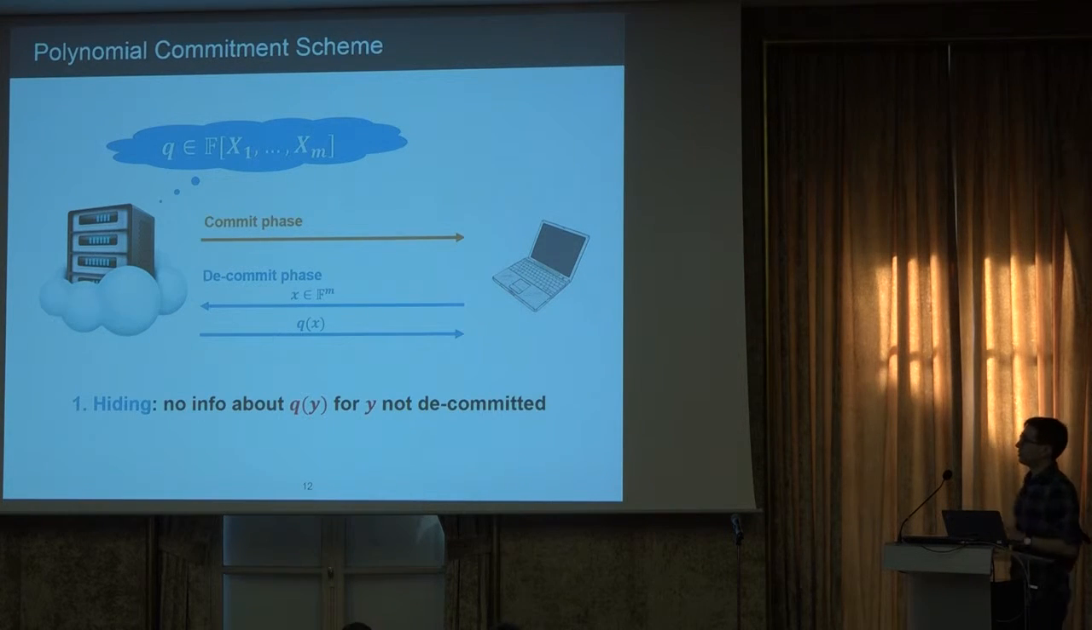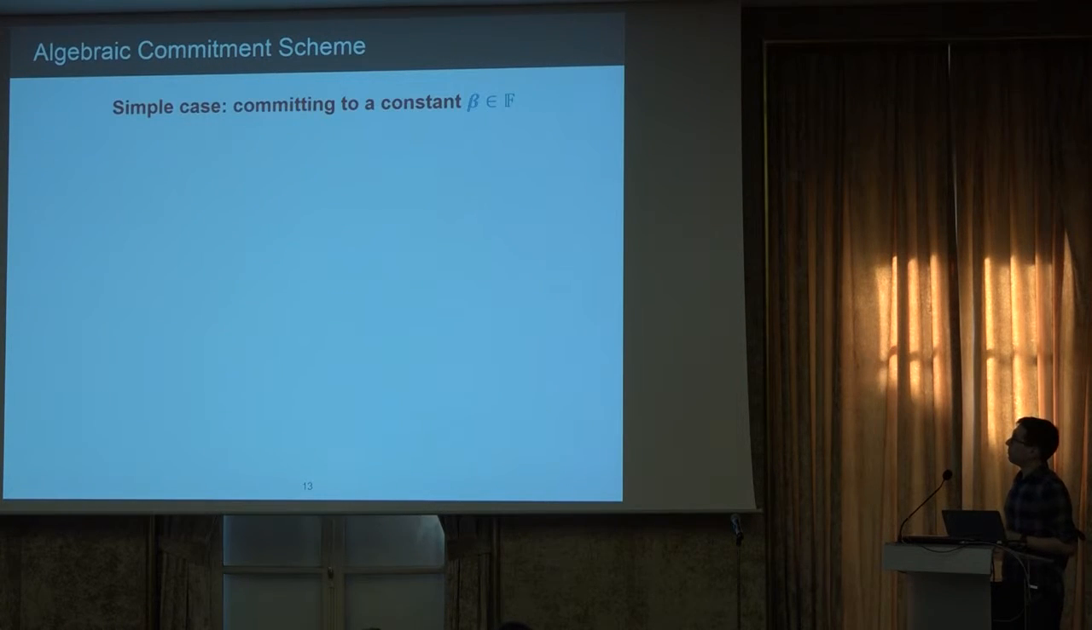So we want two properties. Firstly, if you don't ask me about y, then you don't learn q of y. This is the hiding property of this commitment scheme. And the other property is that you want the commit phase to uniquely determine q. I haven't specified what the model is going to be yet, but this is the general idea of what a polynomial commitment scheme will look like.